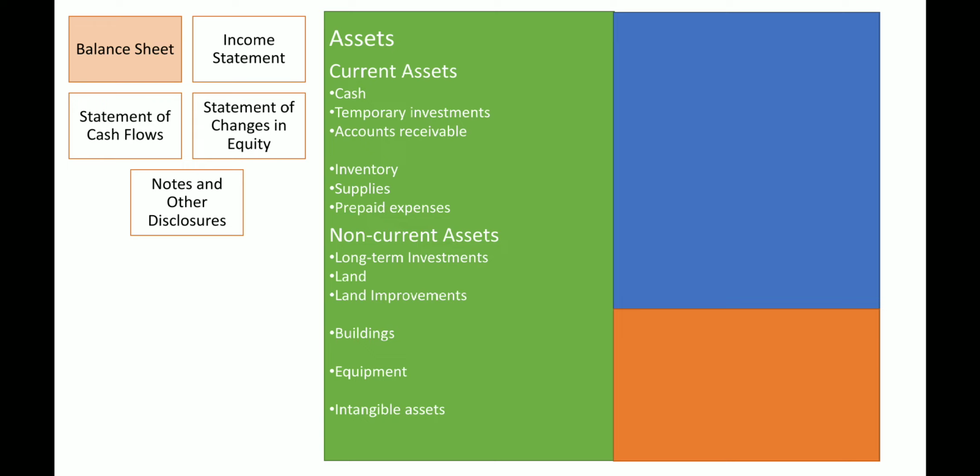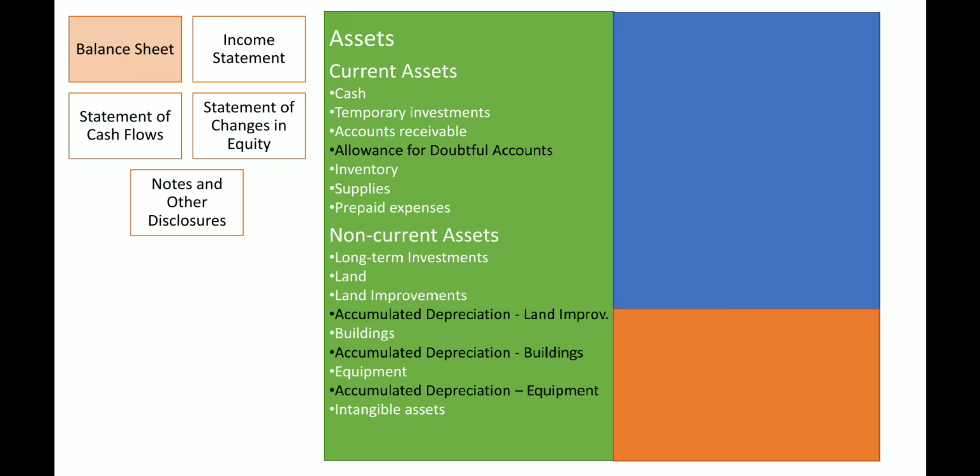Usually assets have debit balances, but contra assets have credit balances, such as allowance for doubtful accounts, accumulated depreciation land improvement, accumulated depreciation buildings, accumulated depreciation equipment, and accumulated amortization intangible assets. Land is not depreciated because it has an unlimited useful life.